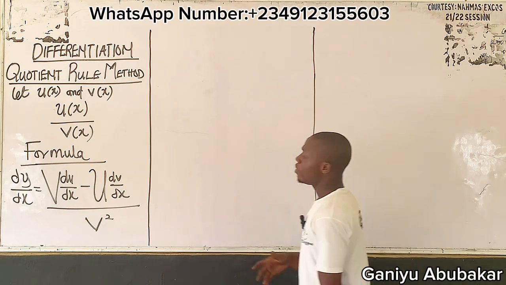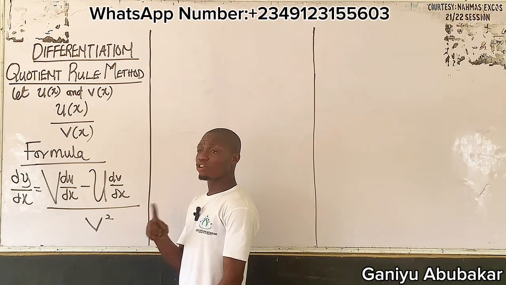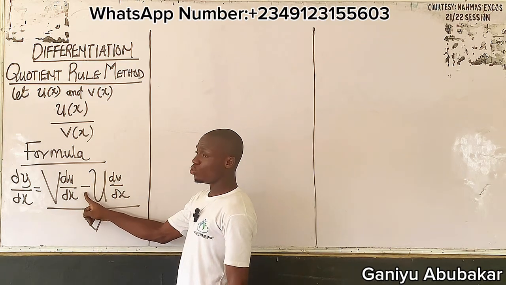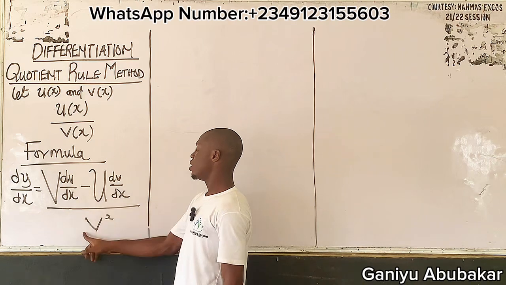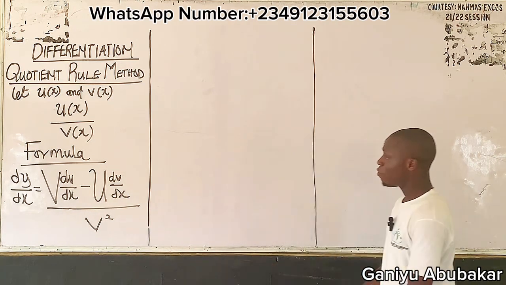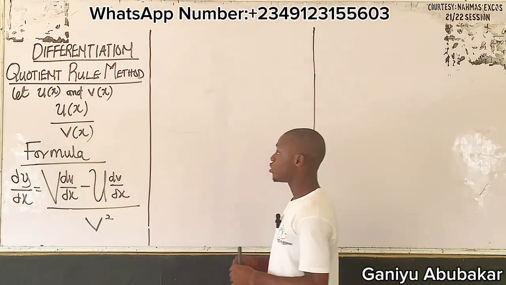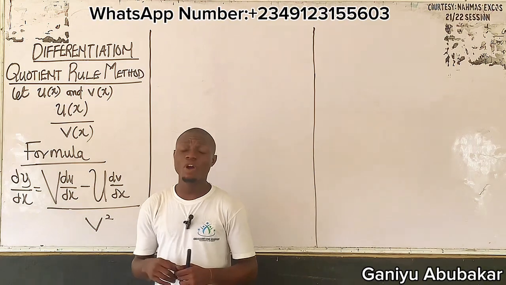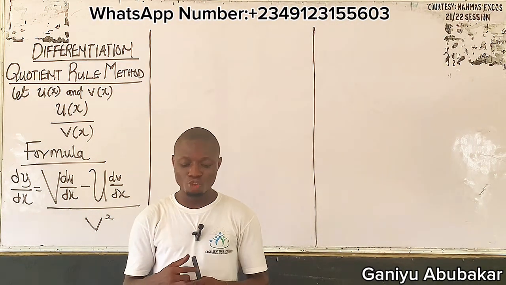By the way, this formula is similar to the product rule formula, but for the product rule there is a plus in the middle but no division. For the quotient rule there's a minus and a division, divided by v squared. So this is your formula for the quotient rule. Now let's take some problems and solve together and see how we can evaluate problems using the quotient rule method of differentiation.